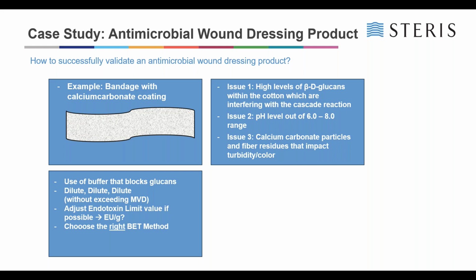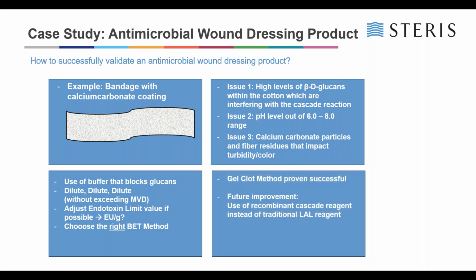Another possibility would be to look at adjusting the endotoxin limit value to EUs per gram. That way you have the right weight basis for reporting results, and to choose an appropriate BET method that would support the testing. So when it came down to it, the gel clot method proved to be the successful method. And any future improvements could include the implementation of the recombinant method, as this may bypass the interference that was seen with the glucans.